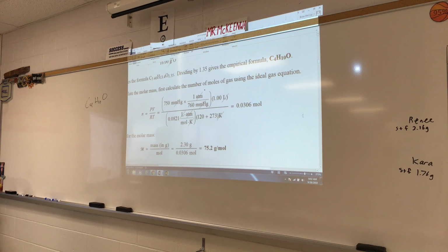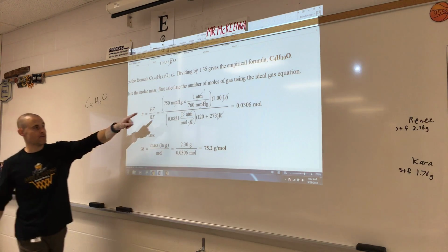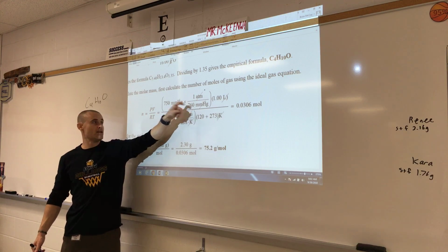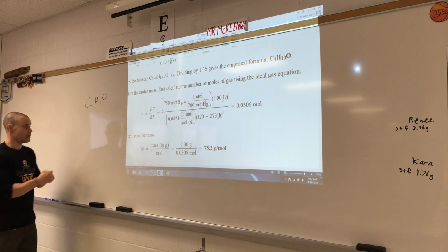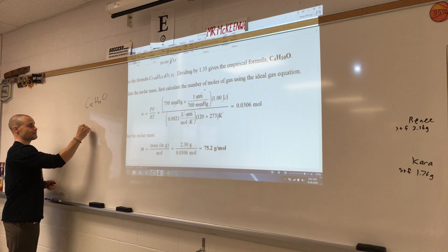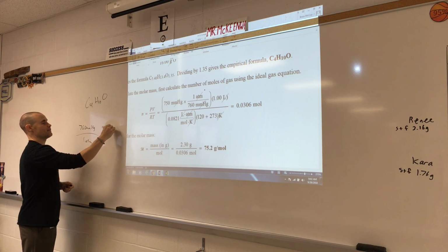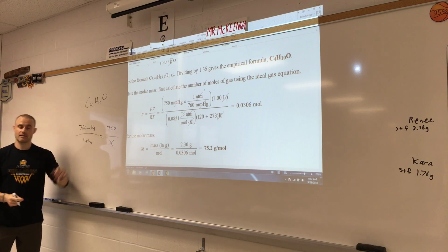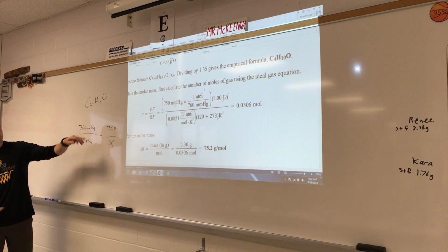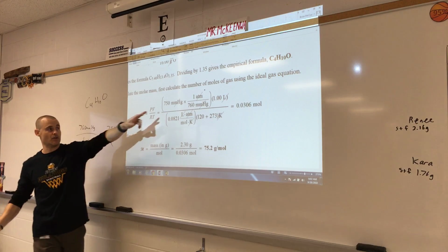Here's the work. So you got to convert millimeters of mercury to ATM. There's 760 millimeters of mercury in 1 ATM. You have 750. So X. Some of you prefer the proportion, so there's a proportion, but this is another way to do it.